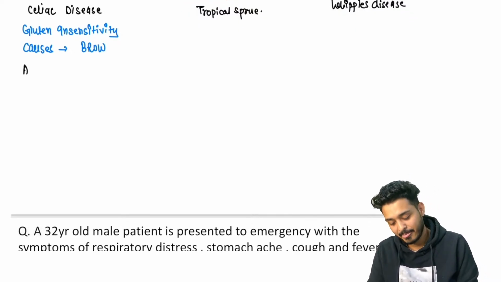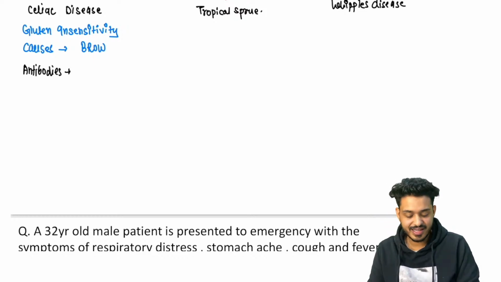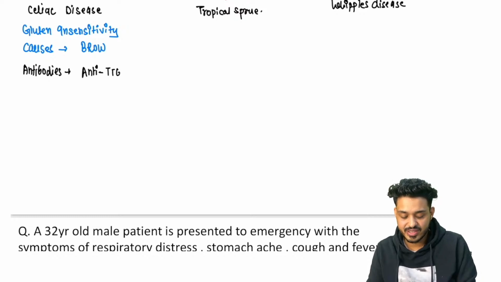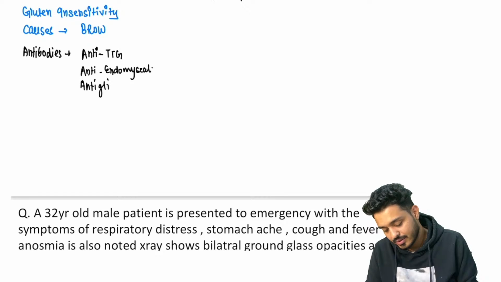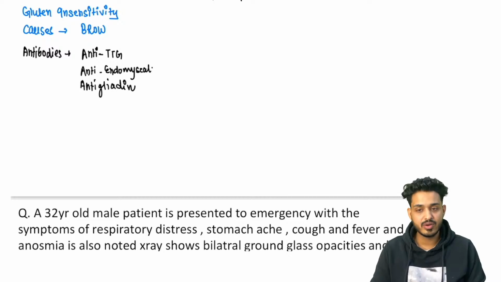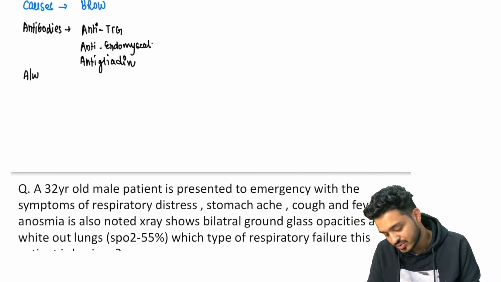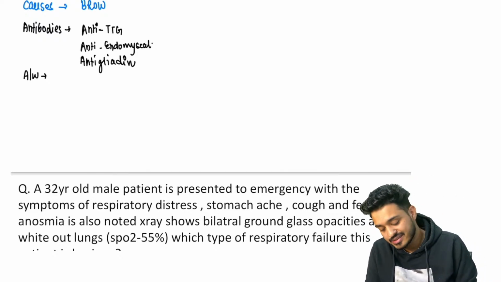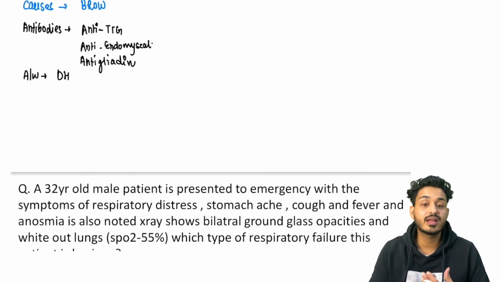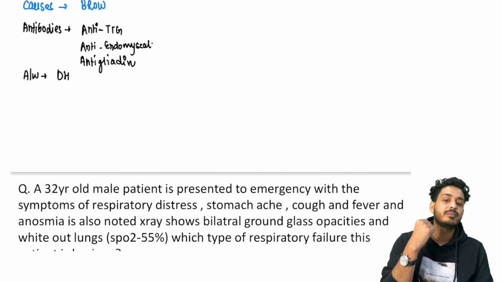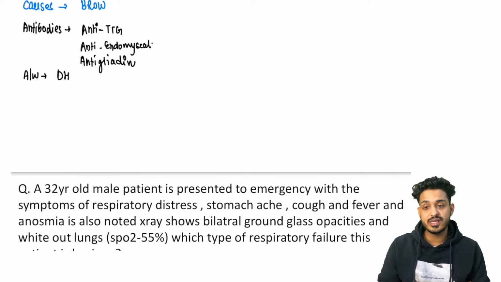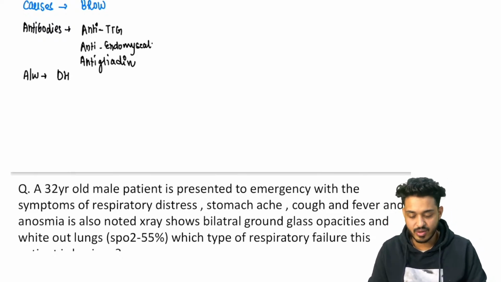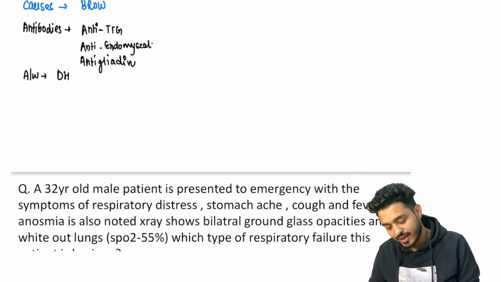What are the antibodies we are having? Anti-TTG, anti-tissue transglutaminase, anti-endomysial antibody, and anti-gliadin antibody. Remember these three. It is also associated with one disease and certain HLAs. The disease with the association, which I have taught you in dermatology as well, is dermatitis herpetiformis. Dermatitis means inflammation of the skin, herpetiformis means grouped vesicles on the extensor surface of both arms and around the knees. Apart from that, it is also associated with HLA DQ2.